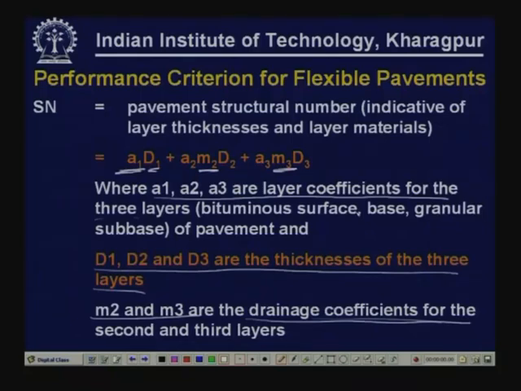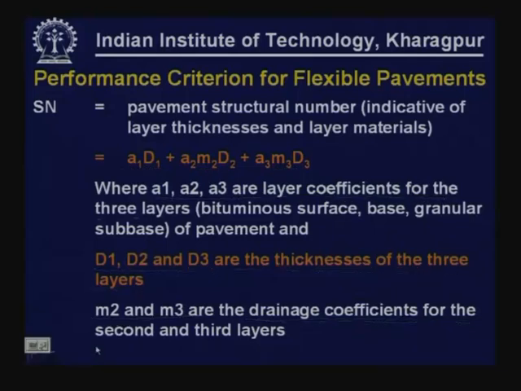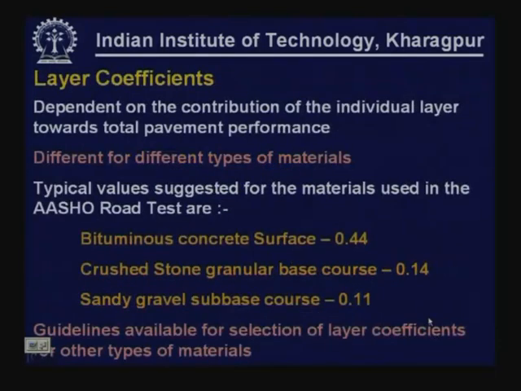So, to assess what is the structural number of the pavement, we should be able to select D1, D2, D3 thicknesses. We should also be able to select the layer coefficients for the material that we are using, A1, A2, A3. We should also be able to select the drainage coefficients M2 and M3. The layer coefficients depend on the contribution of individual layer towards total pavement performance. They will be different for different types of materials.